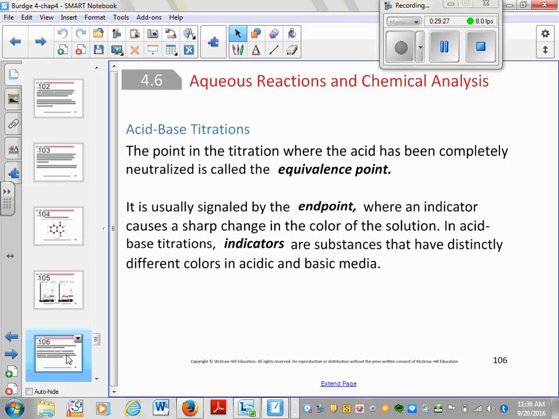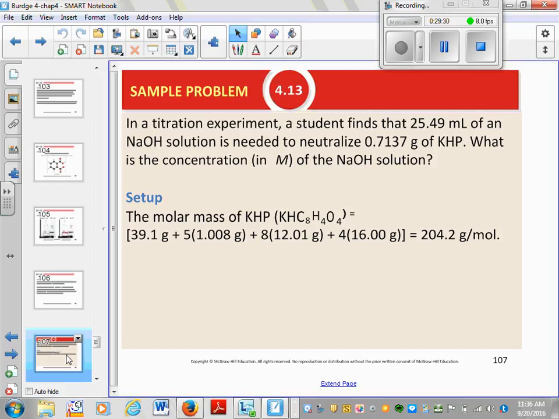So here's our problem. A student finds that 25.49 milliliters of an NaOH solution is needed to neutralize 0.7137 grams of potassium hydrogen phthalate. What's the concentration of the sodium hydroxide? So there's the molar mass of potassium hydrogen phthalate, 204.2 grams per mole. So you need to know how many moles of KHP we have.